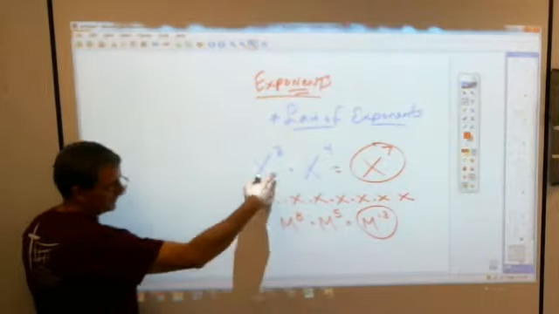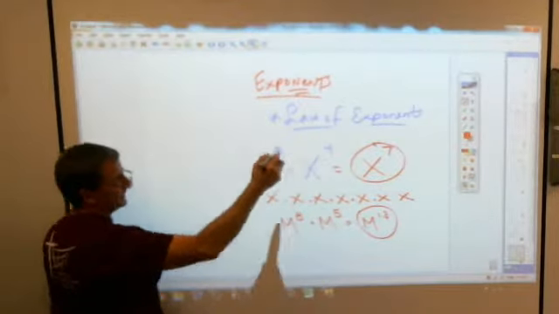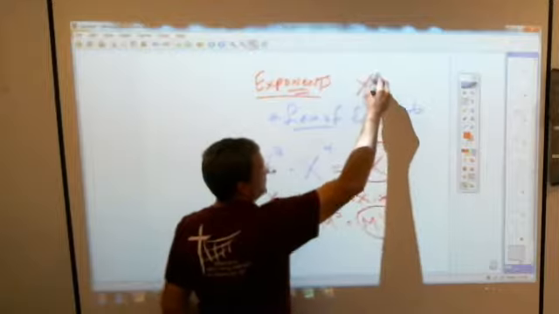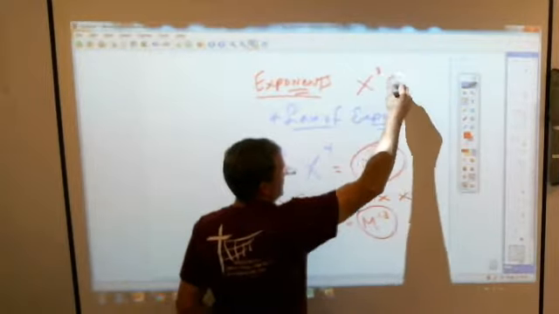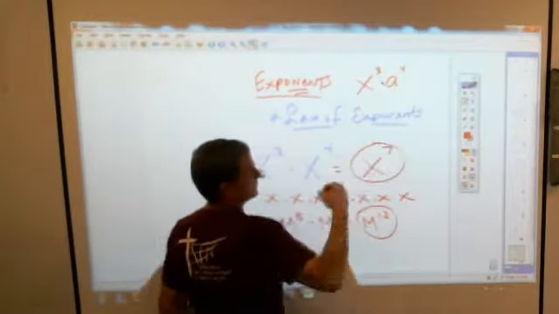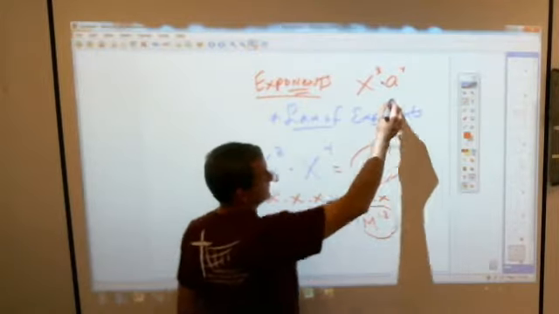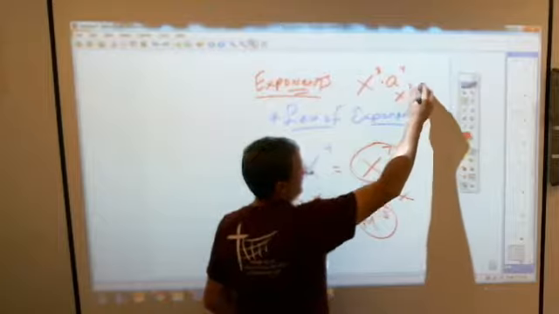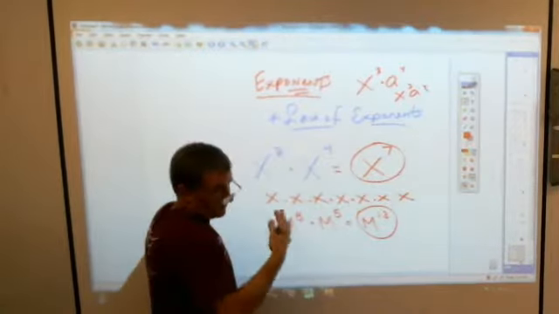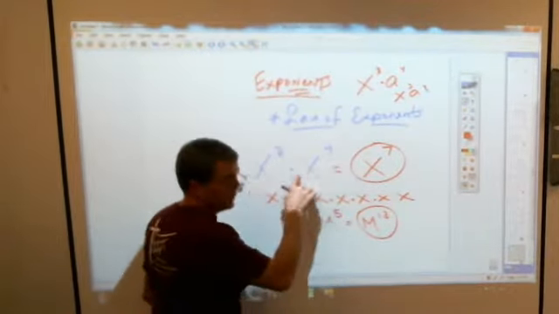Well, first of all, they have to be like bases. In other words, I can't do this. X to the third power times a to the fourth power is not x a to the 7th power. It is x to the third power a to the fourth power. You can't put those together. They are their own sort of thing. So they have to be like bases.